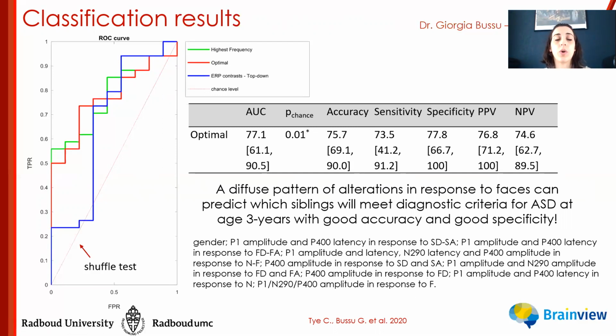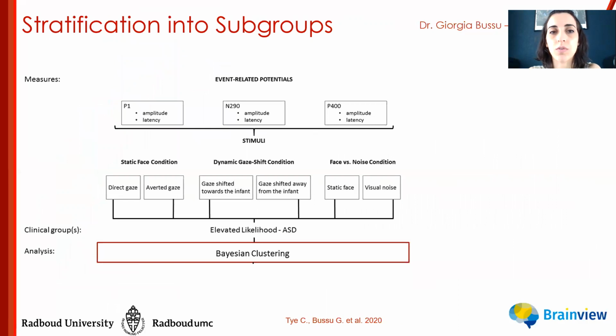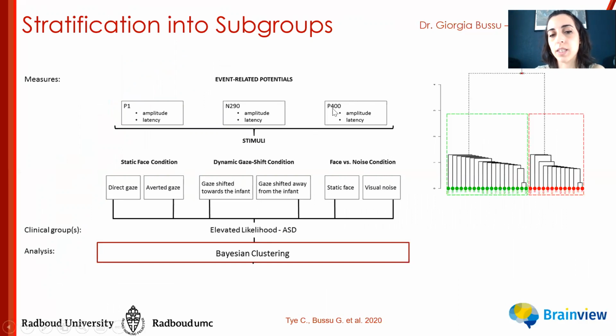And now we wanted to know whether this diffuse pattern was due to all the infants developing ASD showing a diffuse pattern of alterations of face processing, or different infants showing different alterations. So what we did was the stratification analysis through clustering. We used the same measures that I showed you before, but not the contrast, only the single measures. And I only used the ASD group. In the Bayesian clustering, you have the individuals, and you test through Bayesian tests whether it's meaningful to group pairs of individuals until you reach a level of subgrouping that could be the entire cohort if there is no subgroup, or just meaningful subgroups.